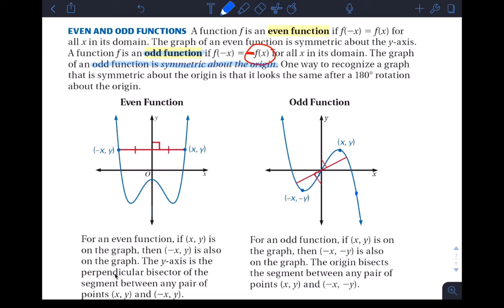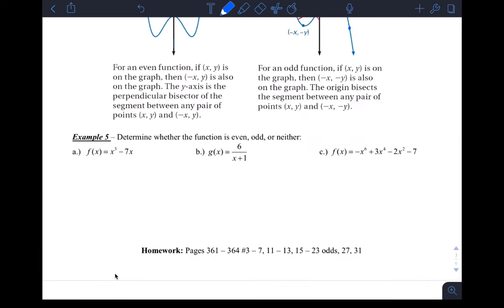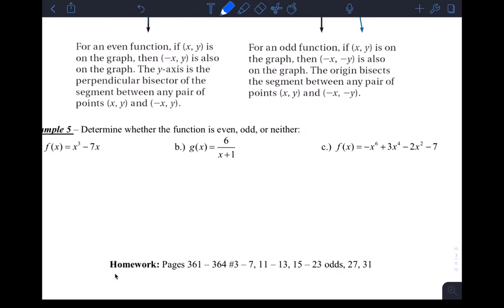All right, so even function, if I do this and I get f of x back, or I see the graph and it's symmetric about the y-axis, I know it's even. Odd function, if I substitute negative x and I get back the negative of the original function, I know it's an odd function. Or if I look at the graph, I can see that the function is symmetric about the origin, I know it's an odd function. All right, so that's the gist of what you need to know for this. Let's actually crank through some of the actual algebra to make sure you understand that.